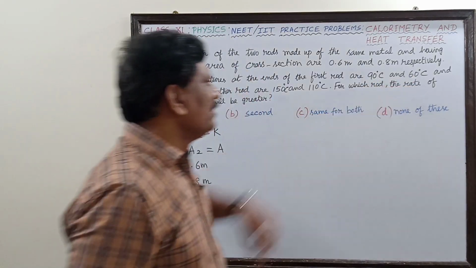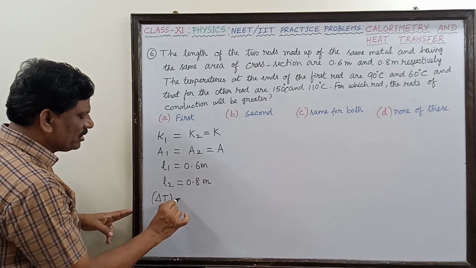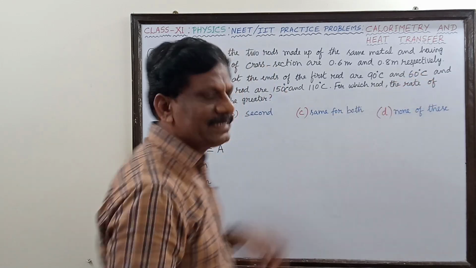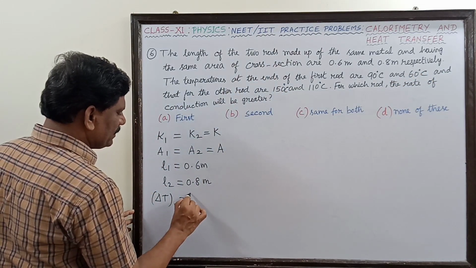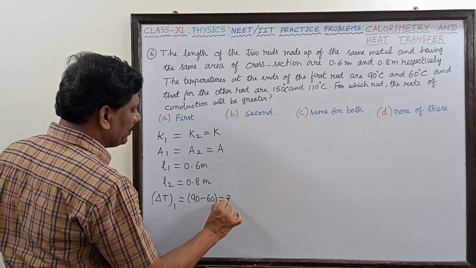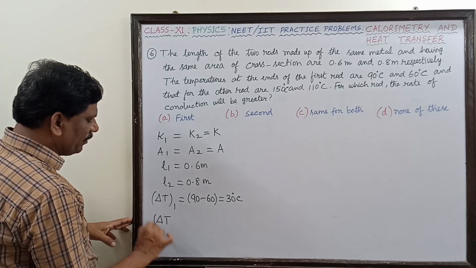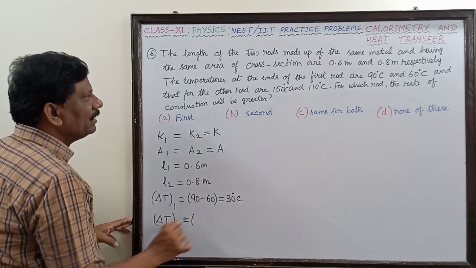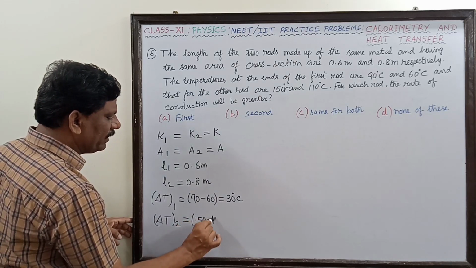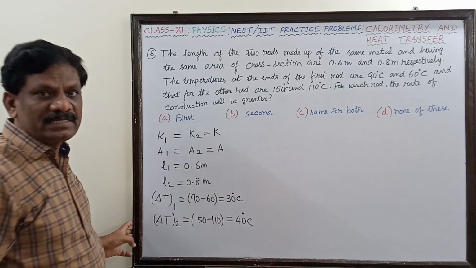Now the temperature difference delta T for the first rod is 90 minus 60. So this is equal to 30 degrees Celsius. And the difference in temperature between the ends of the second rod is 150 minus 110. So this is equal to 40 degrees Celsius.